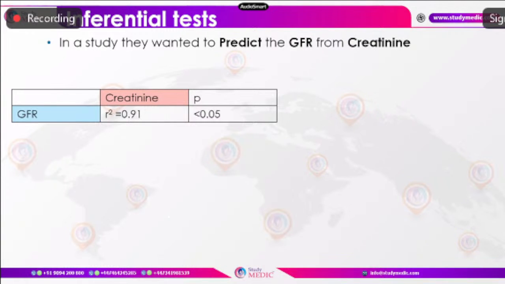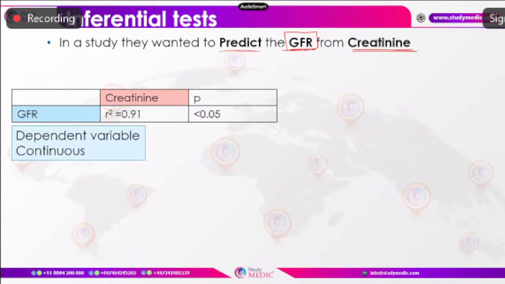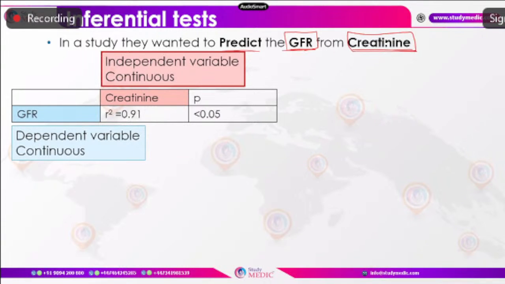Now, for example, in a study, if you want to predict glomerular filtration rate from creatinine, you can see the glomerular filtration rate becomes the dependent variable and creatinine is the predictor variable, or the independent variable. The independent variable here is also called the predictor variable.